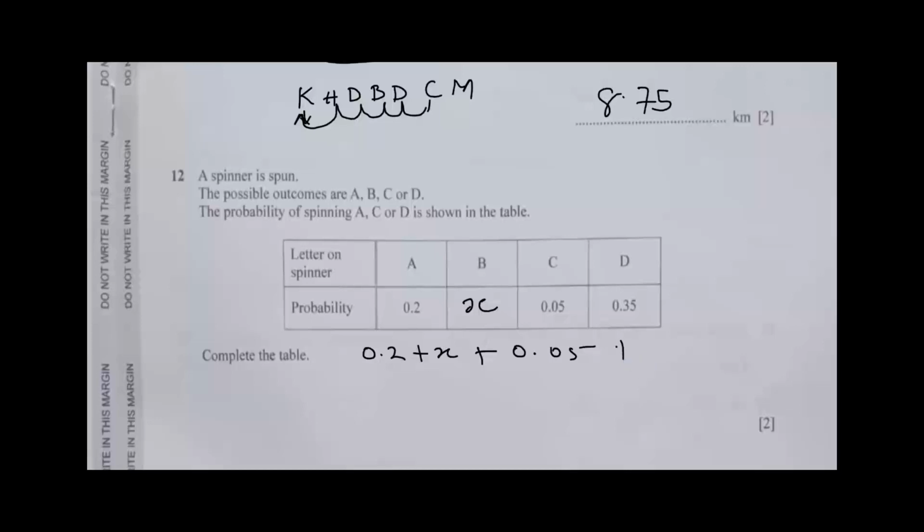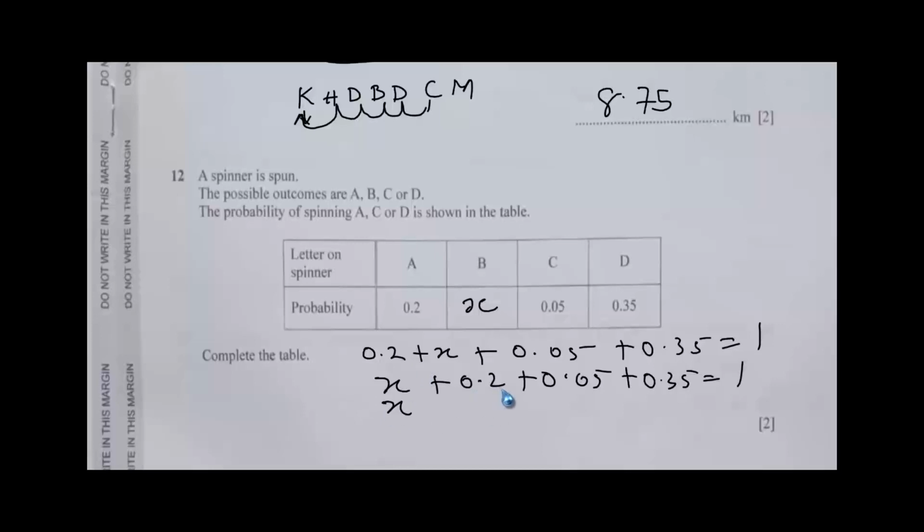0.05, add 0.35 must be equal to 1. So we can say X add 0.2, add 0.05, add 0.35 equals 1. I just have to rearrange, okay? So I can say X.